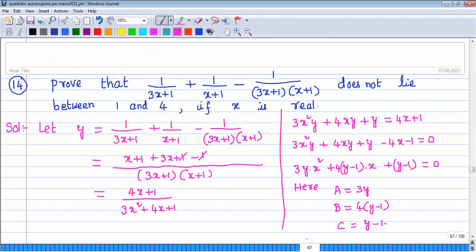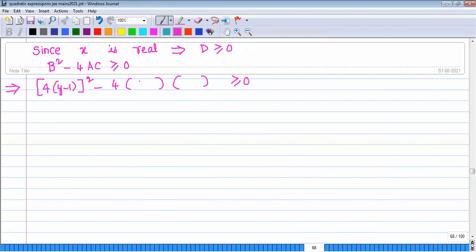So let us substitute a. a is 3y, and c is y minus 1. This will be 16 times y minus 1 whole square, that is y square minus 2y plus 1, minus 4 times 3y into y minus 1, 3y square minus 3y, greater than or equal to 0. So divide both sides by 4.